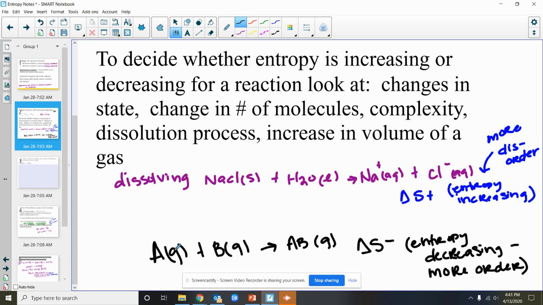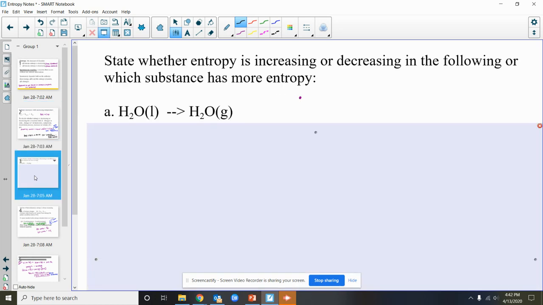Whereas this example, I have two reactants that are forming one product. All of them are in the gas phase, okay? But if you look at the number of molecules here, I have two on the left-hand side for my reactants, and they're forming one total product. So by going from multiples into one, I'm actually creating more order. So I'm less disordered. So this is going to be a negative entropy because entropy is decreasing. I'm creating more order when I go from multiples into one. Okay, so we're going to look at a couple examples of how entropy may increase or decrease.